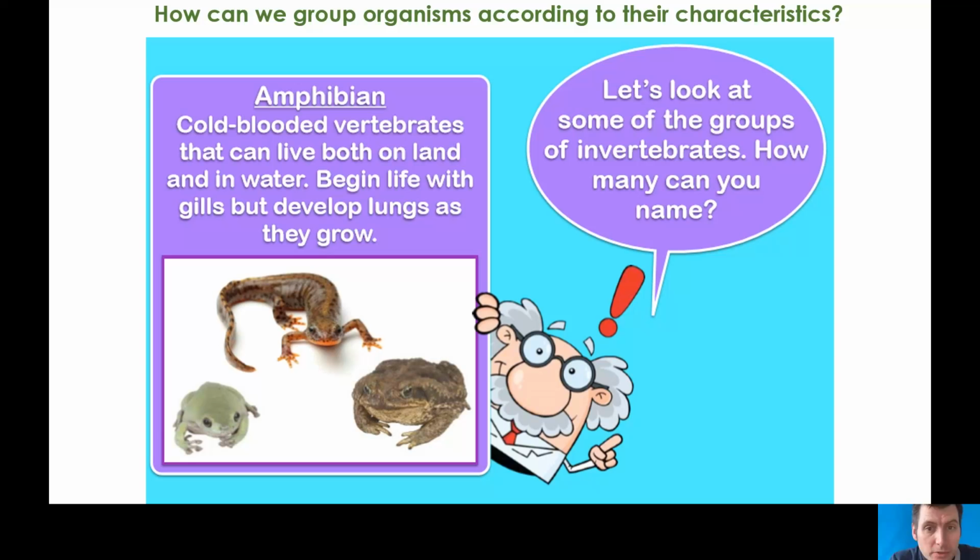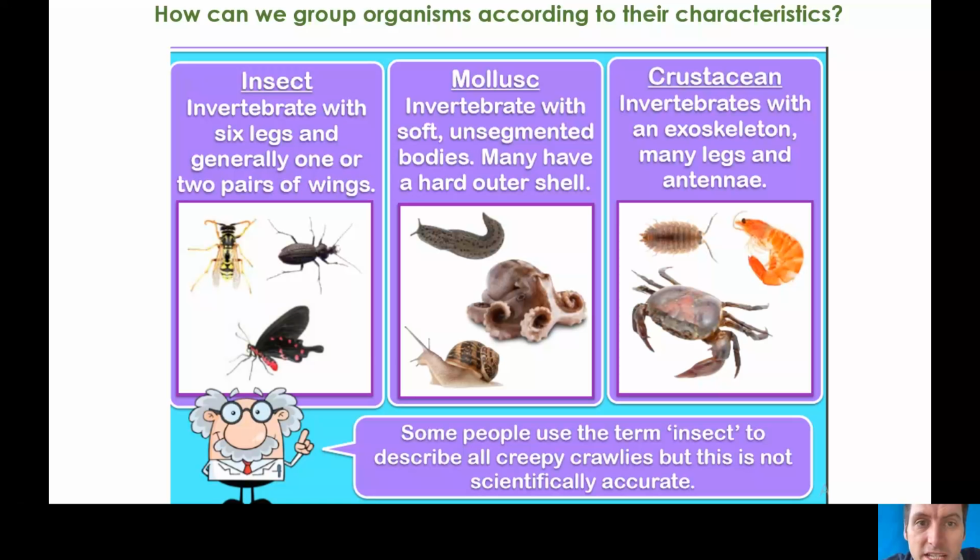Now, within the invertebrates, in the same way as the vertebrates can be broken into different groupings, invertebrates can be broken into different groupings too. Okay, we've got the insect. They've got 6 legs and generally 2 pairs of wings. So we can see some examples of insects there.